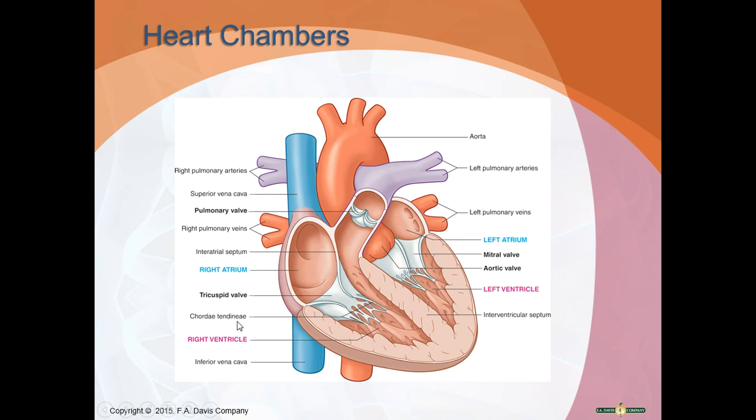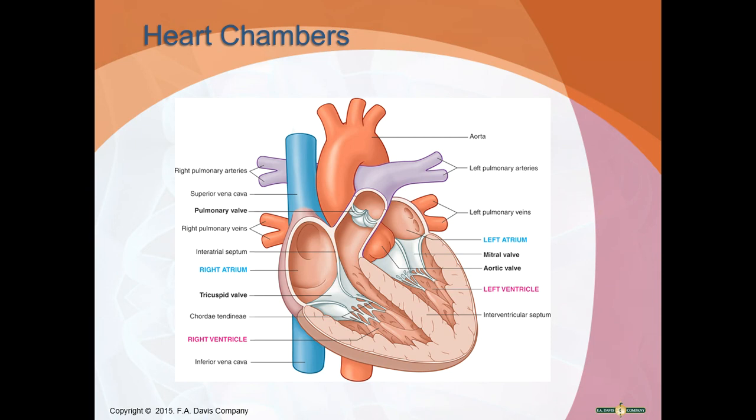The great vessels, the superior and the inferior vena cava, the pulmonary artery, four pulmonary veins, and the aorta transport blood to and from the heart. There are strands of fibrous connective tissue called chordae tendineae. They extend from conical papillary muscles on the floor of the ventricle to the valve cusps. Papillary muscles contract with the ventricles, pulling on the chordae tendineae and anchoring the valve cusps in the proper position.